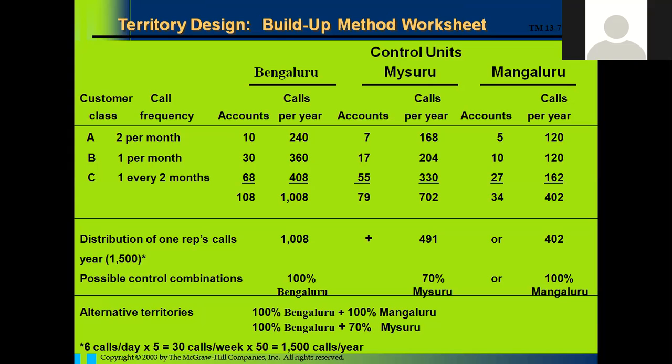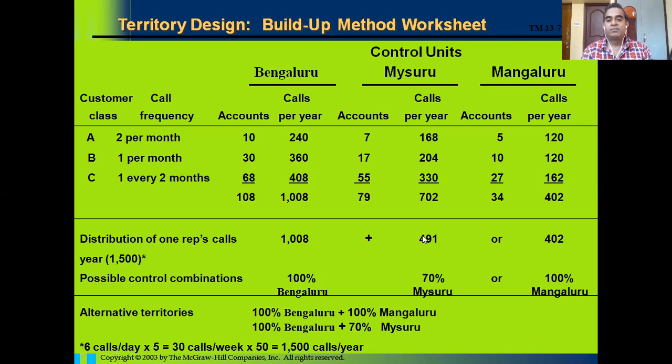Sir, one question. Can they combine these 3 and make 1500? If you combine all 3, what will be the total? Sir, not like that. In Mysore, they took only 70%. That is because if you take 100% of Mysore, the sales calls will be more than how many sales calls are possible for a sales rep. The remaining 200 sales calls, this rep will not be able to make. The company will lose sales. To make it 1500, they have taken 70%.